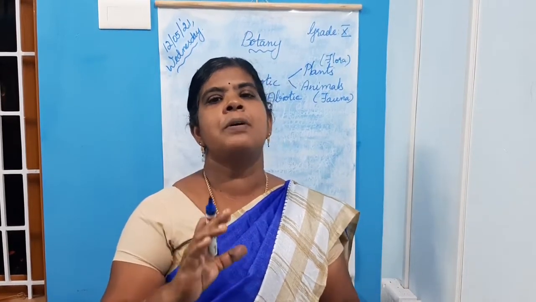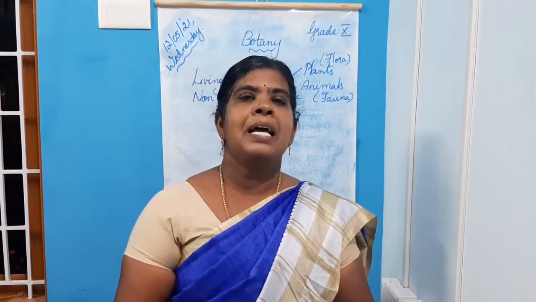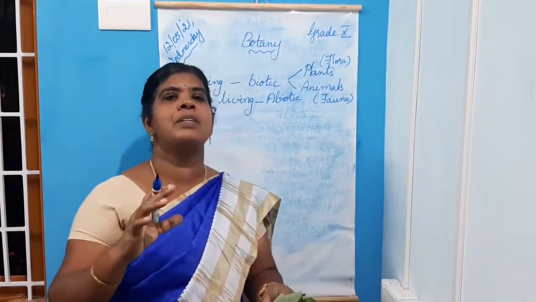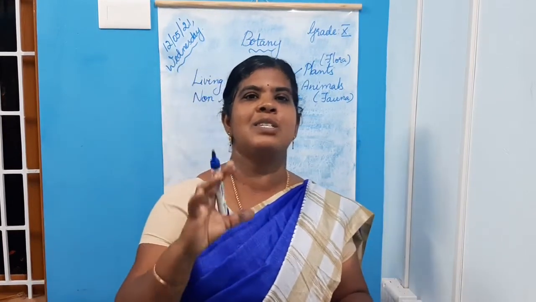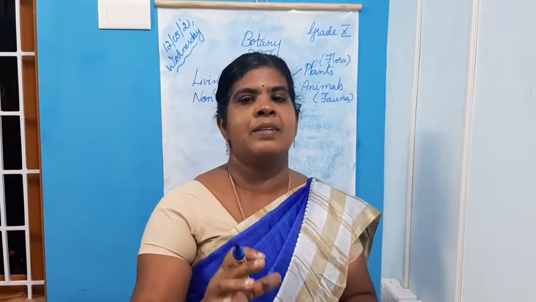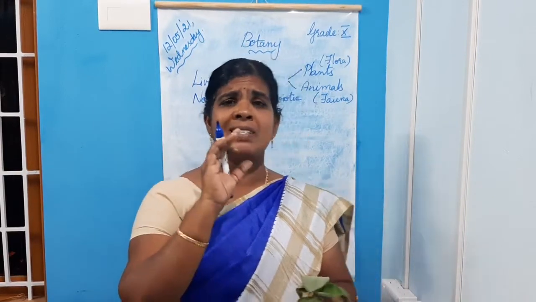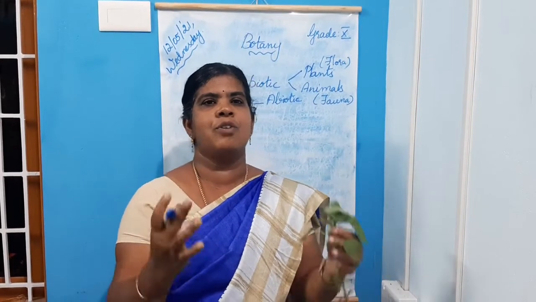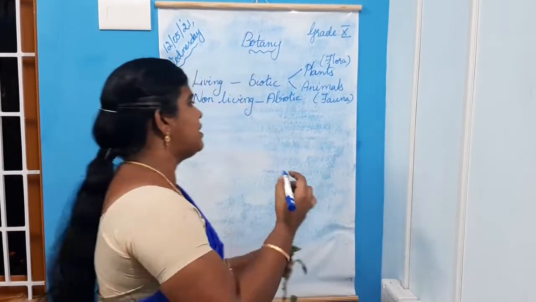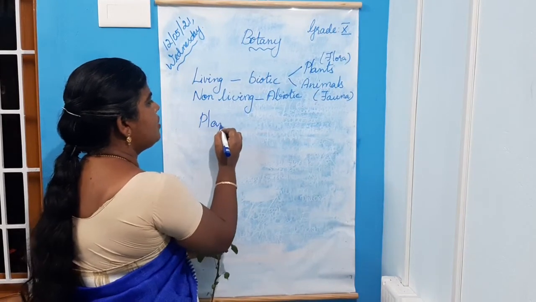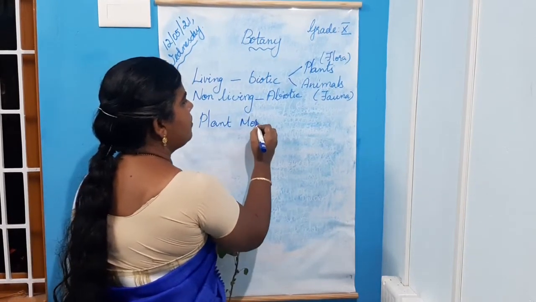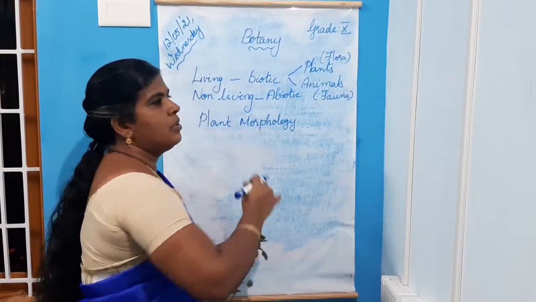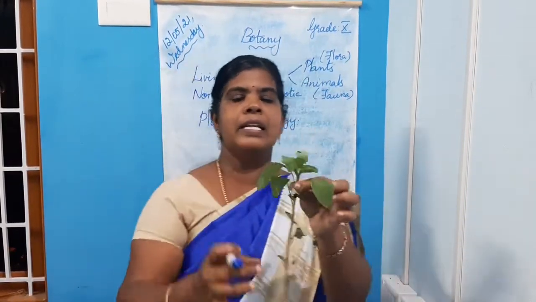You must know the parts of a plant. Plant is one of the important branches in botany. Botany is the study of plants, isn't it? Botany is the branch of science which deals with the study of plants. You must know the structure of a plant. The external structure of plant body is termed as plant morphology. What is plant morphology? Study of external structure, or the external appearance.